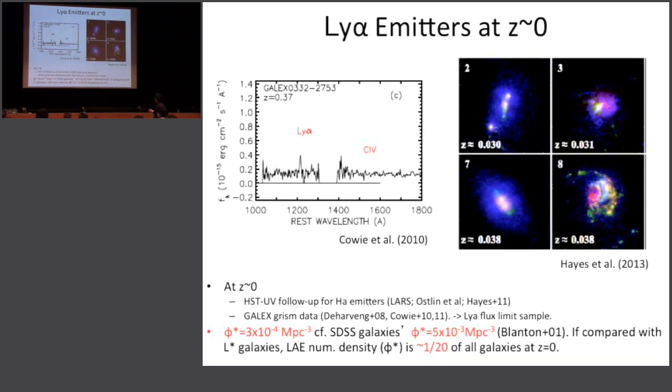so you can derive luminosity functions down to the detection limit of the GALEX grism data. The first result was announced by Deharveng et al. 2008, and they got a very low number density of Lyman-alpha emitters at redshift near 0. The number density is about a few times 10 to the minus 4, which is about 20 times smaller than the Sloan Digital Sky Survey galaxies.